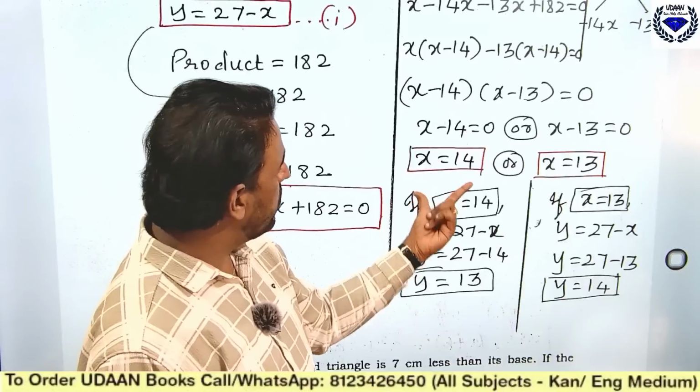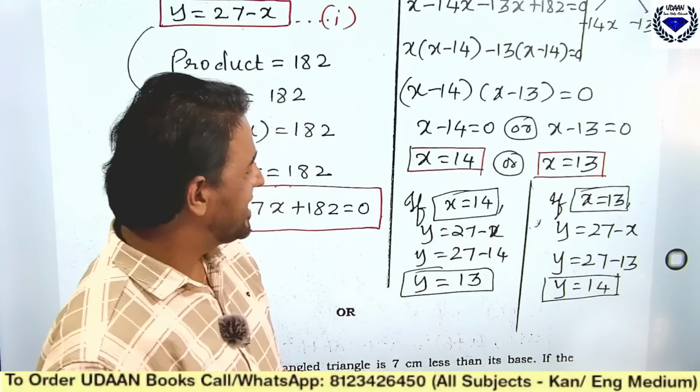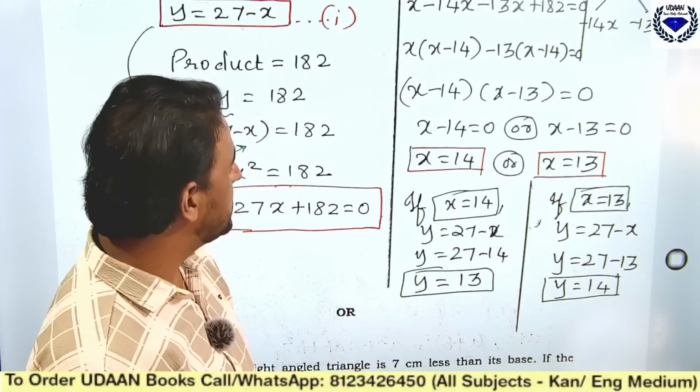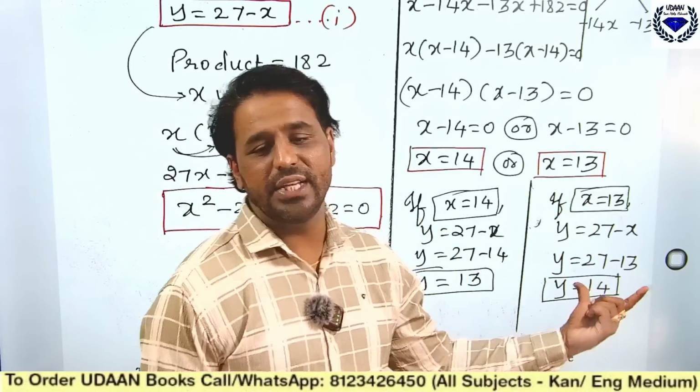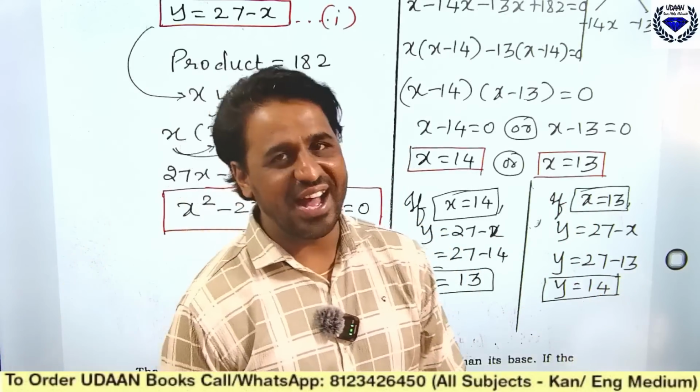If x is equal to 14, y is equal to 27 minus x, that is 27 minus 14, you will get 13. Then if x is equal to 13, y you will get 14. Just substitute here and you will get the answer.